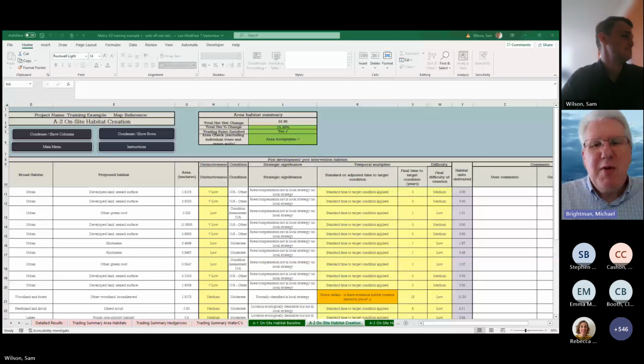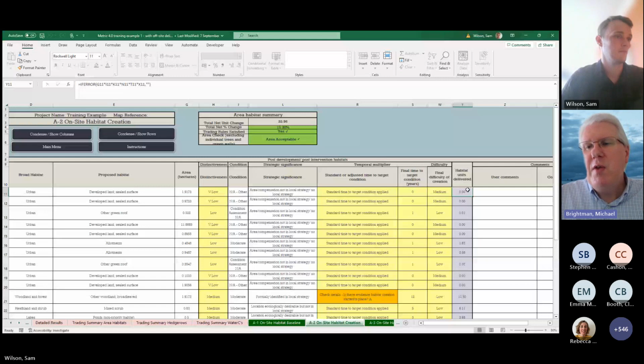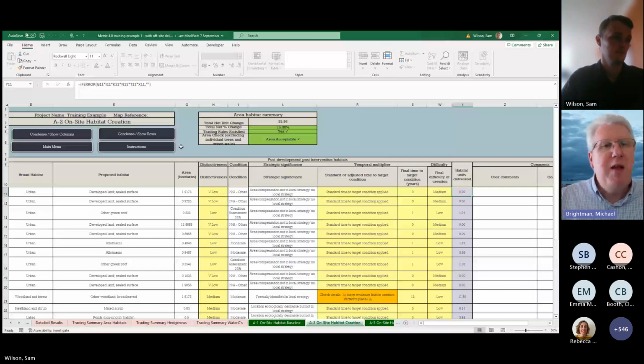Apologies. Now, in terms of on-site habitat creation, one thing to point out first of all, you'll see at the top, and it seems counterintuitive, you've got developed land sealed surface. But you'll also see that developed land sealed surface has a distinctiveness of very low. The condition is not applicable, that is, it's not assessed. And if you look to the right, you've got a biodiversity unit value of 0. So don't worry that you see developed land sealed surface as a habitat type. It needs to be in there as a habitat type so that the area of the development site matches. Because if you didn't include your developed land sealed surface, you wouldn't have that green box at the top.